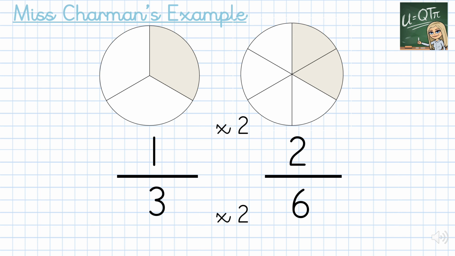You make an equivalent fraction by multiplying the numerator and the denominator by the same number. You can also make an equivalent fraction by dividing the numerator and the denominator by the same number.